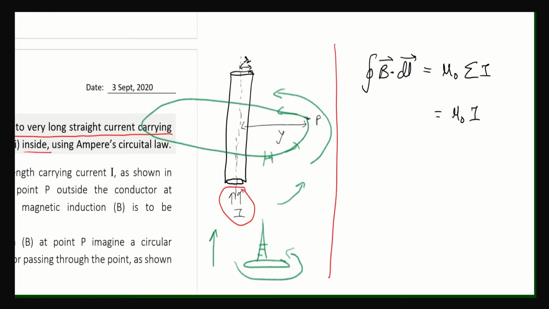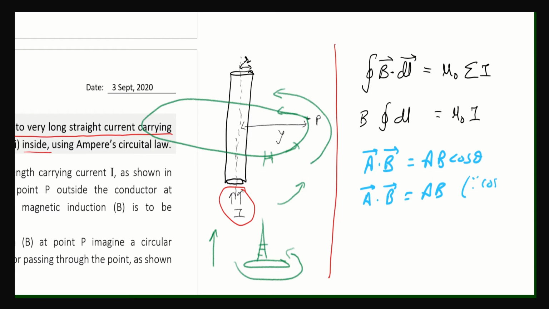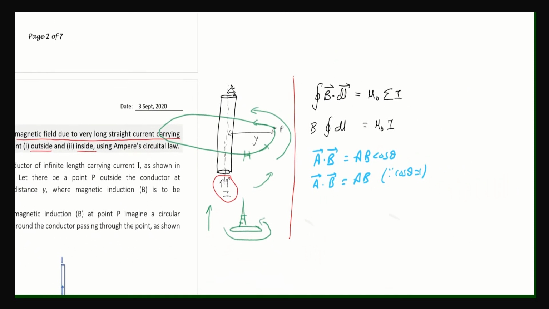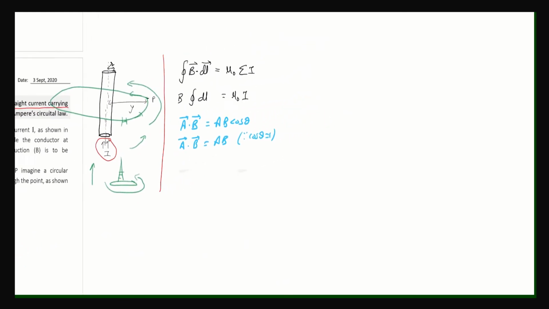In the left hand side, can we write this as closed integration B dot dl? Is it allowed or not? Now, before we go further, let us make this point very clear. When you have A dot B, can we write this as AB cos theta? Now, suppose somewhere you see that vector A dot vector B is simply AB, what should be your conclusion? Your conclusion should be that cos theta must be 1. So let us verify what is dl, what is B, and what is the angle between the two.